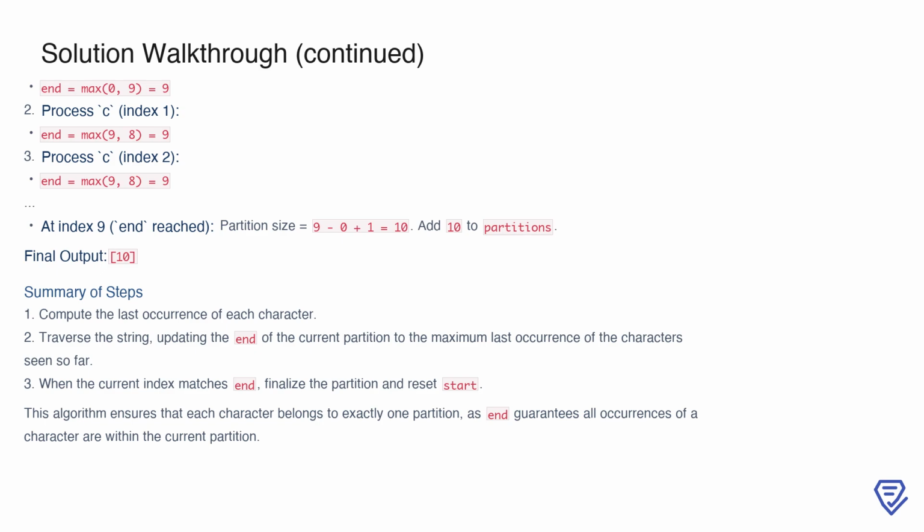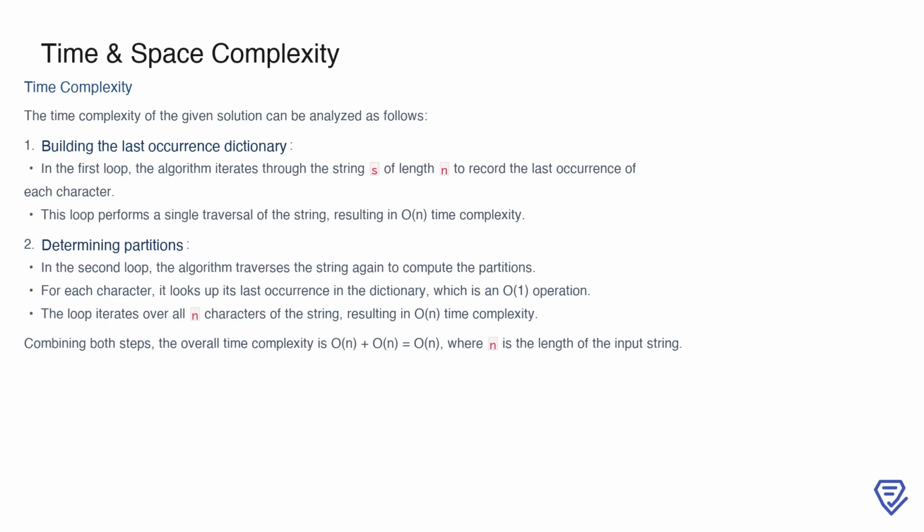In summary, the algorithm computes the last occurrences of characters, traverses the string to determine partitions, and ensures that each character is fully contained within one partition. This approach guarantees correctness and efficiency. To analyze the time complexity of this solution, we first consider the process of building the last occurrence dictionary. This involves a single traversal of the string, where each character is processed once to record its last index. Since the string has a length of n, this step takes O(n) time.